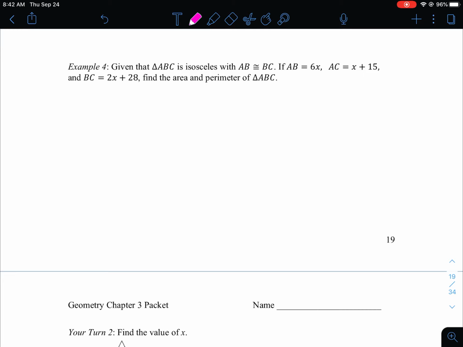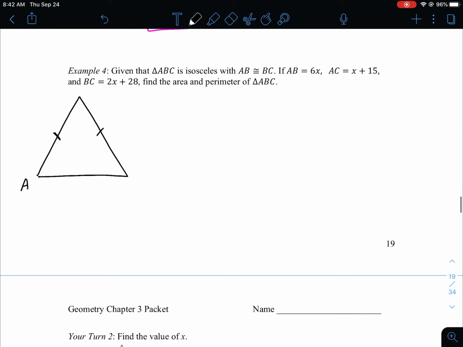All right, our last example for today. It says given that triangle ABC is isosceles, so we better draw triangle ABC. Make sure it's isosceles. So isosceles means 2 sides are equal. I better label it A, B, C. It says AB and BC are congruent. Well, thank goodness I drew the lines in the right spot.